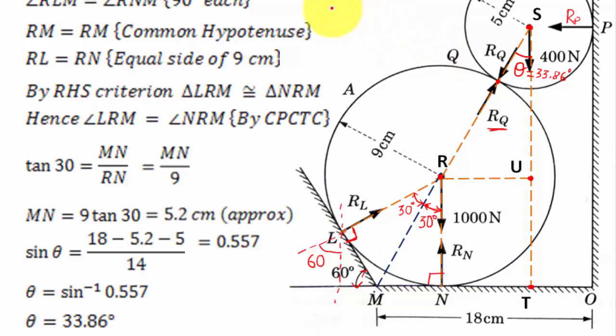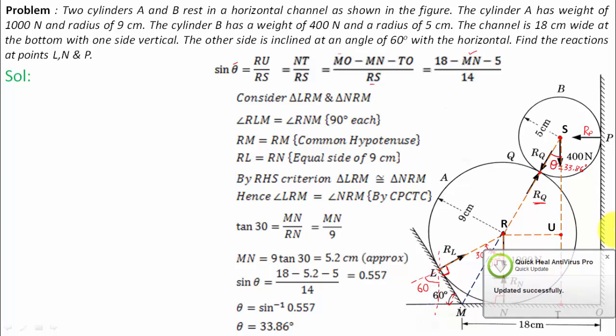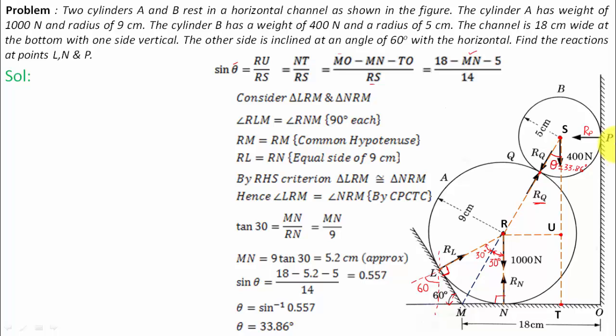I mean, we are solving a problem based on mechanics, and we are about to use Lami's theorem, but before that we have to go through geometry and trigonometry to calculate this theta, because if you don't calculate theta, you cannot apply Lami's theorem. It's going to get very difficult for you. Anyway, we have done the majority of the work, and we'll now make a free body diagram of these two cylinders separately. Then we're going to apply Lami's theorem to calculate the reactions at P, at L, and at N.